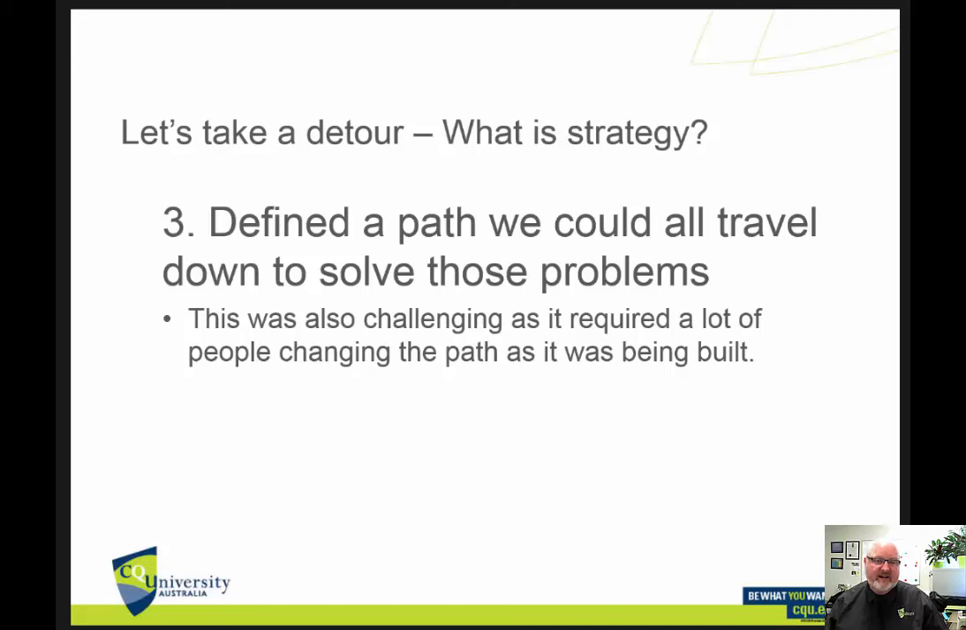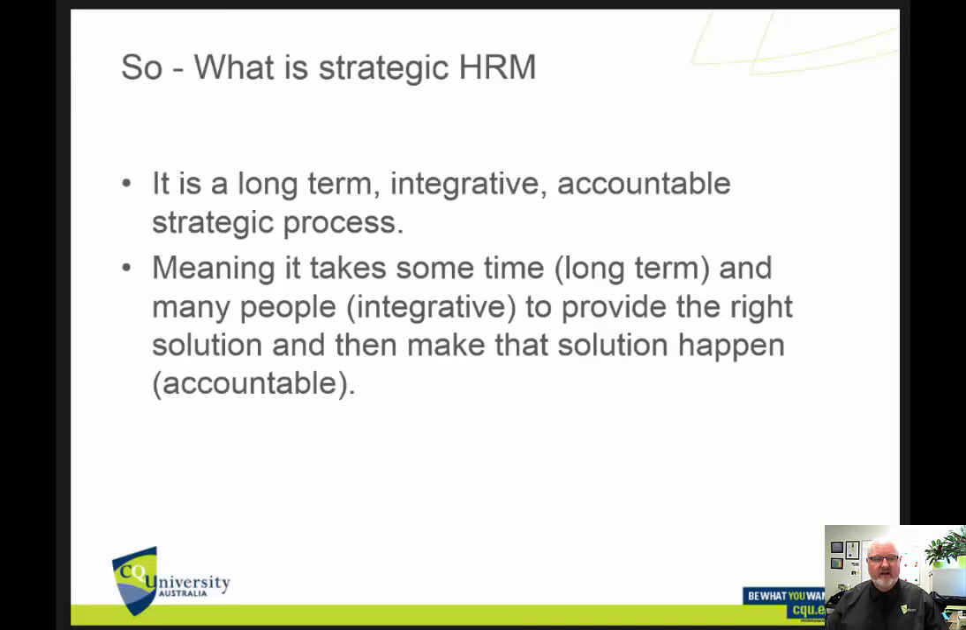So what is strategy? Well, it's a way through to solve problems, a way of forward thinking about anticipating what might be coming up. And in an HRM context, it's about all of the things that could impact your business in terms of HR into the future, and finding problems and solutions and solving them before they become critical. So it's a long-term process.